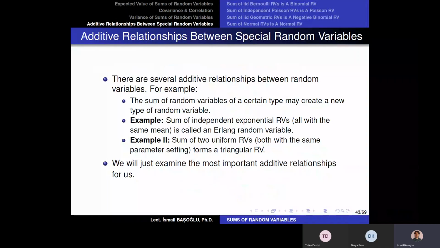Or, for example, when you sum two uniform random variables up, both with the same parameter setting, which means the lower bound and the upper bound parameters are going to be the same for these two uniform random variables, their summation is going to form a triangular random variable, which is also another random variable that you are going to learn in the future courses, not in this one.